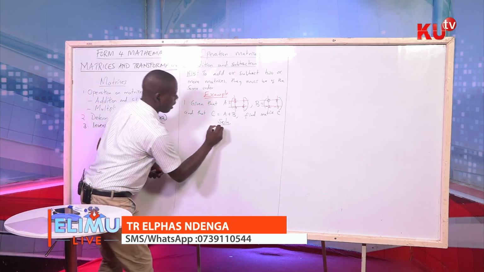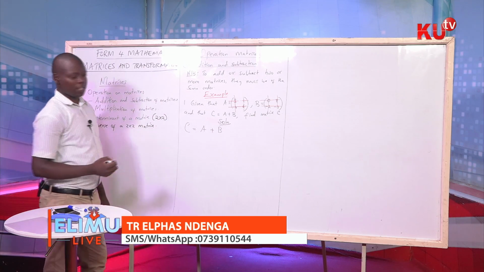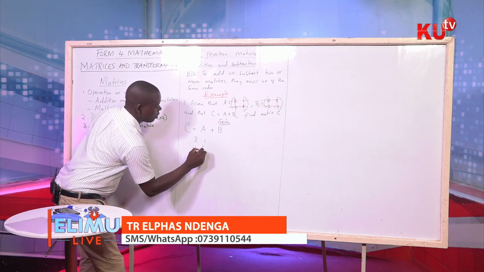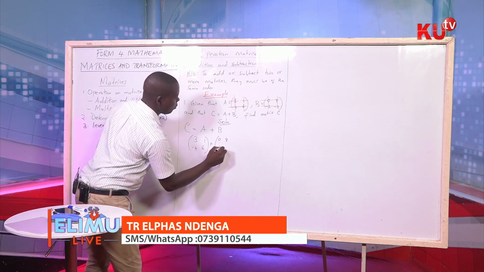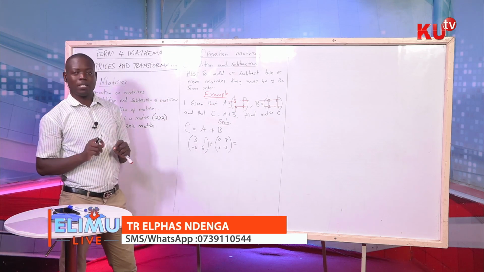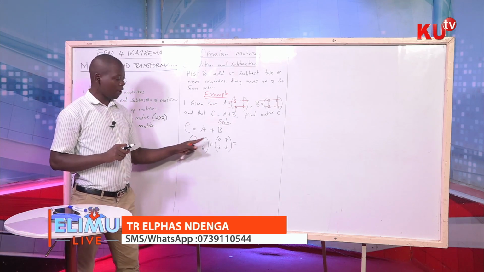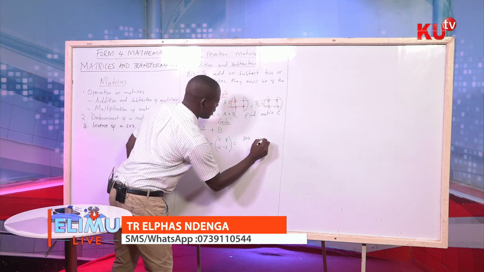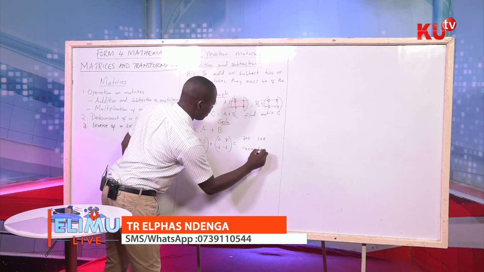Our solution: C is A plus B. Therefore, what is A? 3, 1, negative 4, 6. We add B: 0, 8, negative 2, negative 3. Addition or subtraction is based on the numbers or elements at each position. This is the first position, so they will be added in that order. So we shall have 3 plus 0 and 1 plus 8, then negative 4 plus negative 2, and 6 plus negative 3.